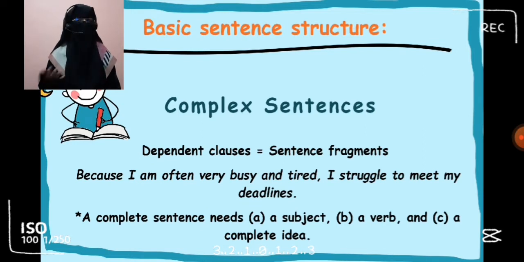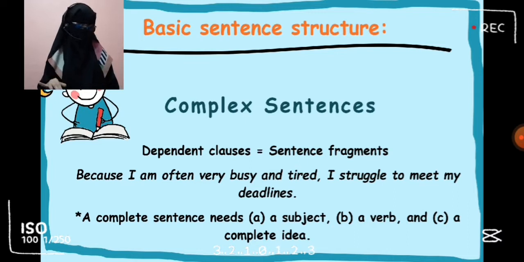Now, we're going to talk about dependent clauses. Dependent clauses are also called sentence fragments. They have some of the same aspects as an independent clause. They have a subject and a predicate. But they also have extra information.